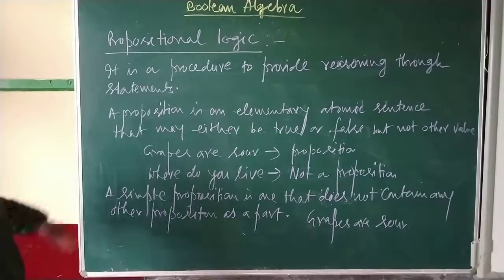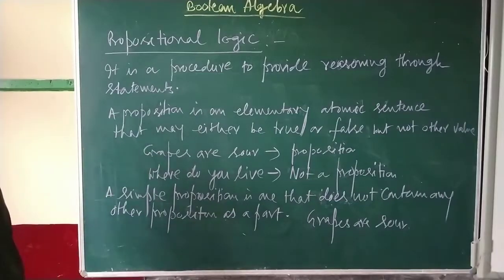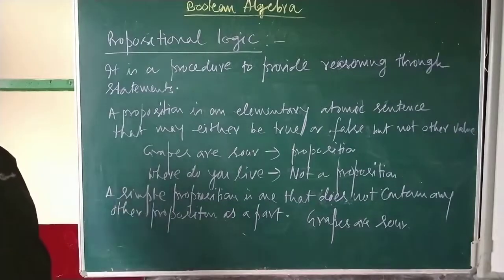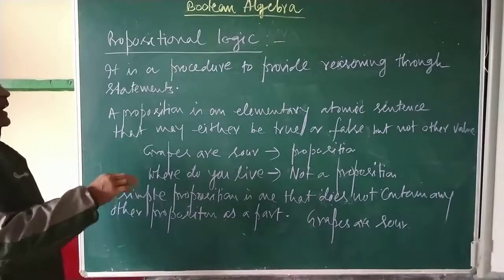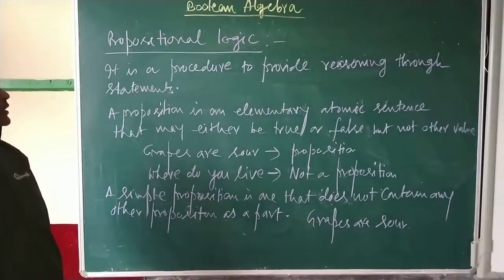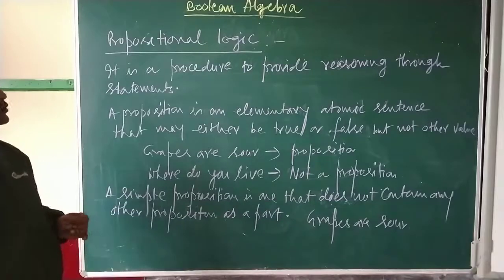If it is not clear, you just come to what is a proposition. A proposition is an elementary atomic sentence that may either be true or false, but not otherwise. See, we have already done the truth table, true and false we have seen. This is actually the first idea of the truth table and Boolean algebra. This is how Boolean algebra develops, and how it is implemented in day-to-day situations.